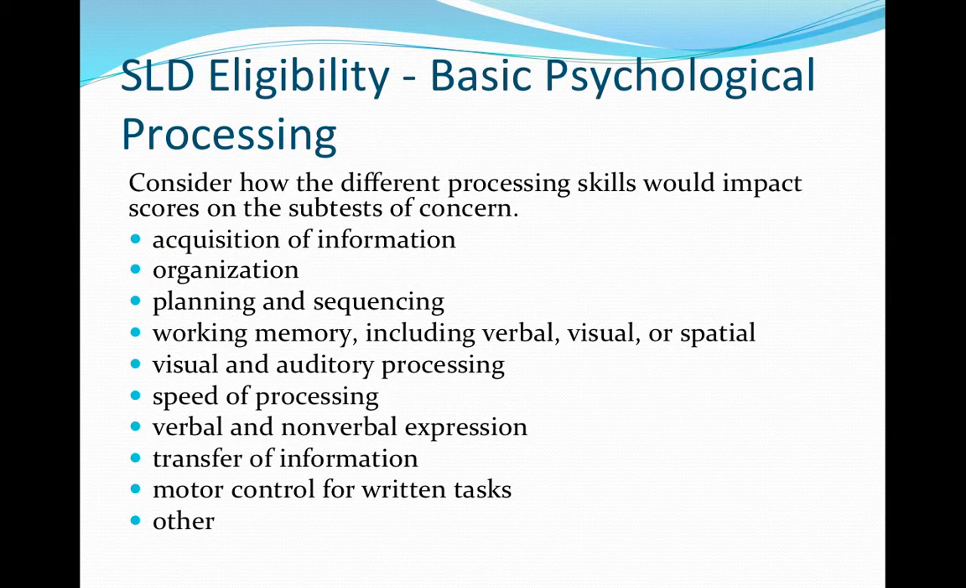Next, we look at basic psychological processes. The WJ achievement is not definitive in measuring basic psychological processes because each subtest often requires multiple processes. However, you may start to see patterns in subtest scores that are measuring similar processes. For example, letter word ID and spelling both rely heavily on visual memory and auditory processing. Low scores in these areas may suggest a deficit in one of these processes.